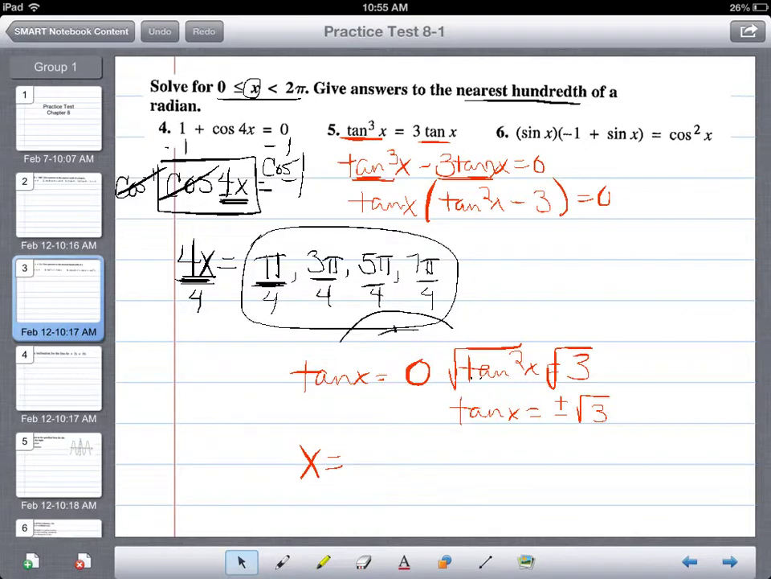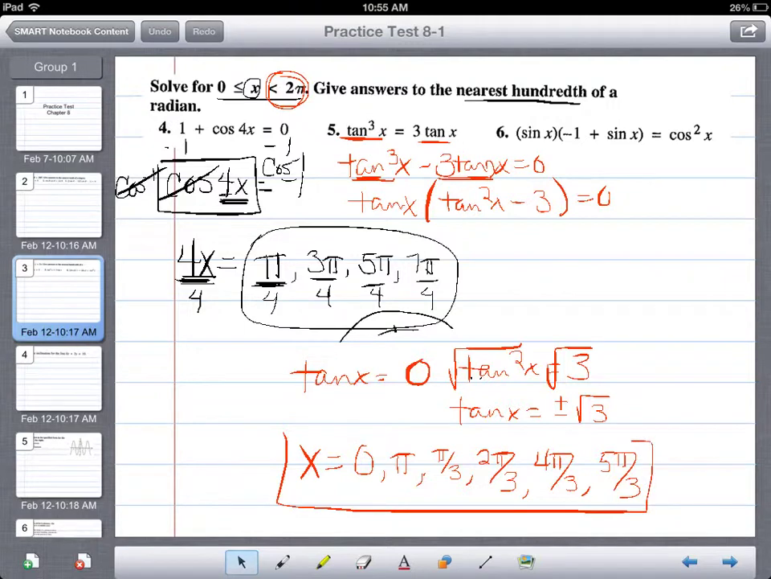These are pretty simple because 0 and square root 3's are on the tangent column. So where tangent is 0, we have 0 radians, pi radians, and then 2 pi, which we don't have to include up here. Okay? And then we also have where tangent is positive or negative square root 3. So I have on my chart pi over 3 is one of them, 2 pi over 3. The next one is 4 pi over 3, and then 5 pi over 3. So we have all of these cases for x, and those are the answers for number 5.